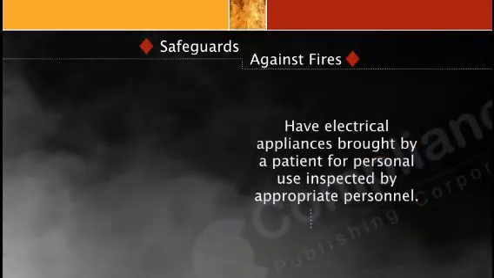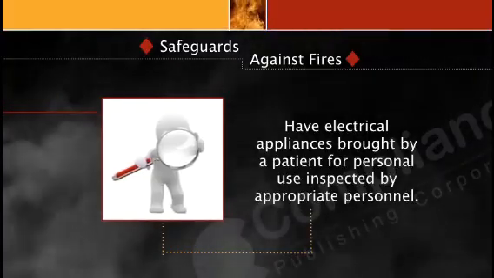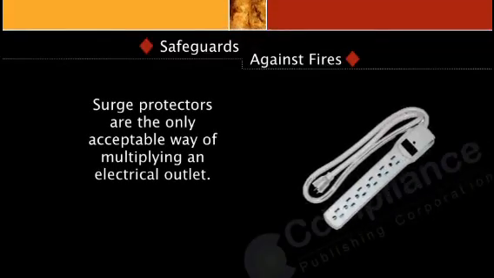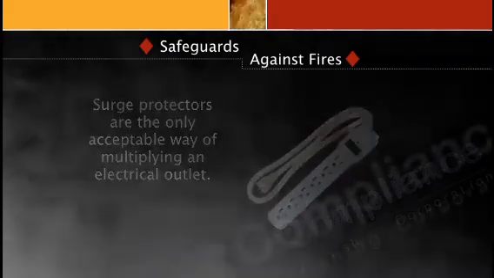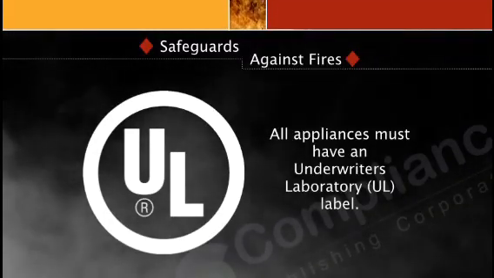Have electrical appliances brought for personal use inspected by appropriate personnel. Surge protectors are the only acceptable way of multiplying an electrical outlet. All appliances must have an Underwriter's Laboratory label.